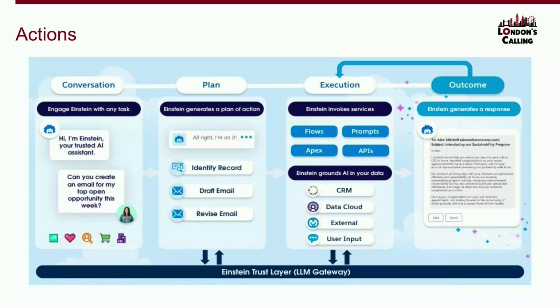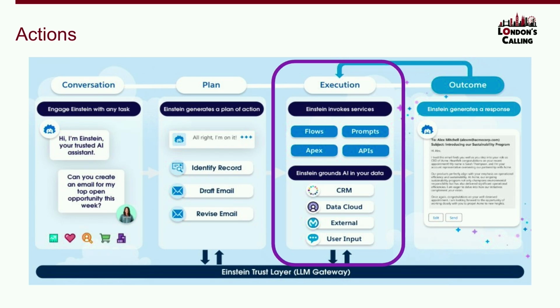So where actions come into, this is kind of what happens when you make a request to Copilot. There's the initial conversation, you ask it to do something, that then gets processed, that gets parsed, that natural language, and then it goes into the planning stage where it tries to figure out, you've asked me to do this, what actions do I have that could help me actually solve that problem, take that action, do that task? And in this case, it's figured out that it's got 3 of them. It needs to identify the record, draft an email, and it may need to revise the email.